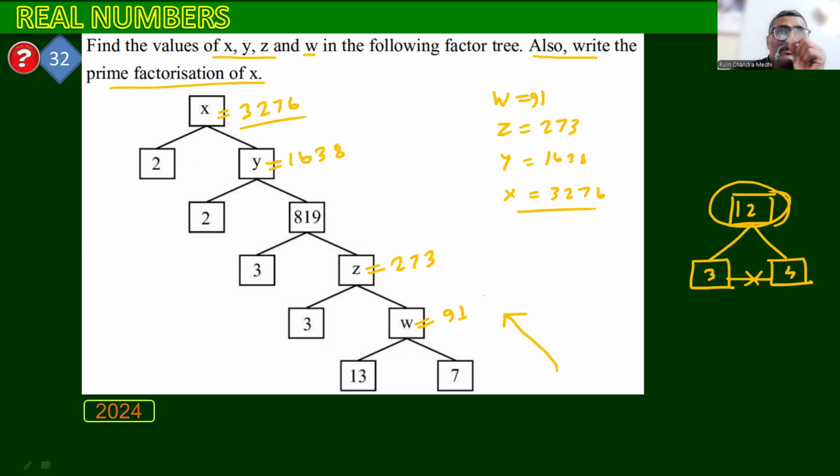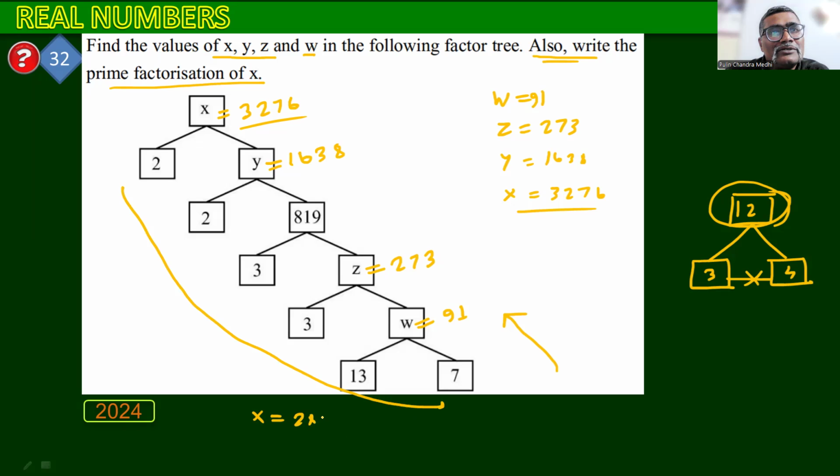It is one of the parts. But sometimes after filling this up, students forget that they are to answer something else also. What is the answer? Also write the prime factorization of x. That means x is equal to what? So x, what are the prime factors? Can you see? You need not really go right side. You come down here up to this, and it is very clear.